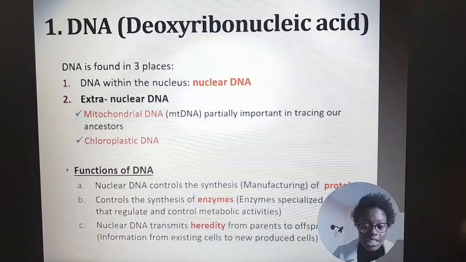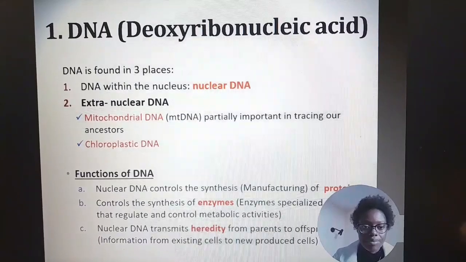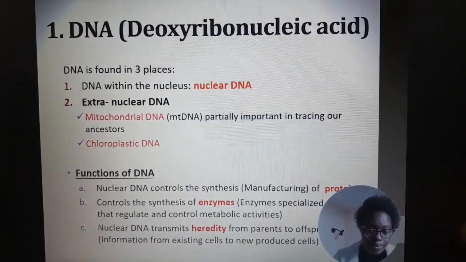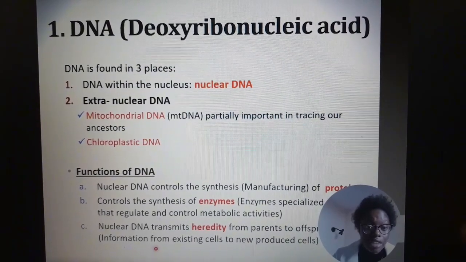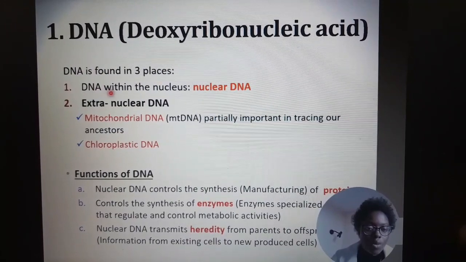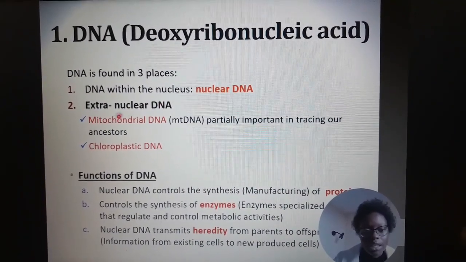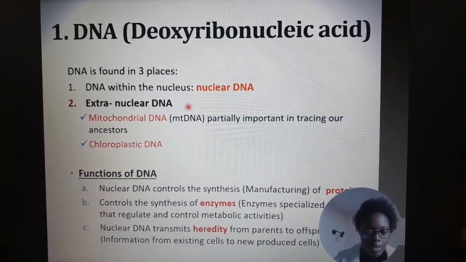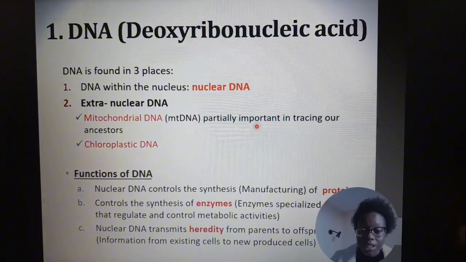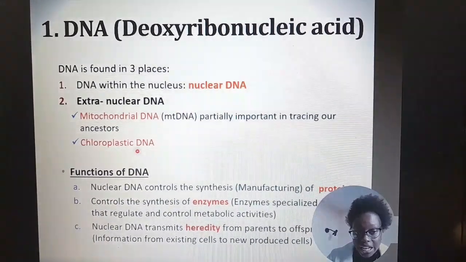Our today's lesson is going to be about DNA, deoxyribonucleic acid. There are three places in which DNA is found. Number one, we have nuclear DNA, which we also call extranuclear DNA. And we have mitochondrial DNA, which is important in tracing our ancestors. We have chloroplastic DNA.